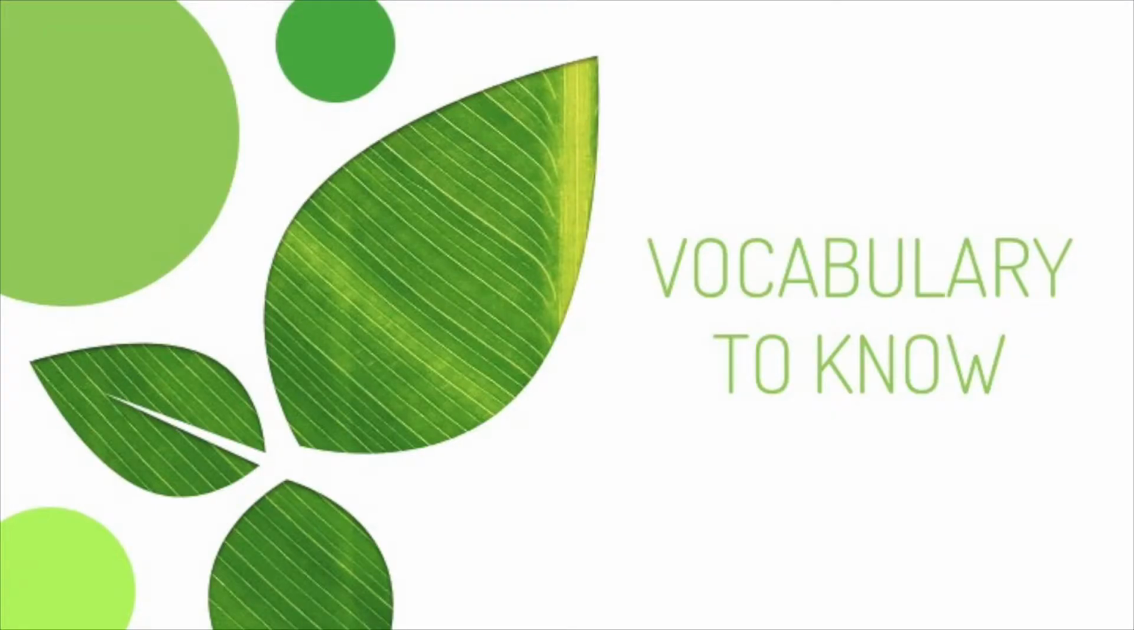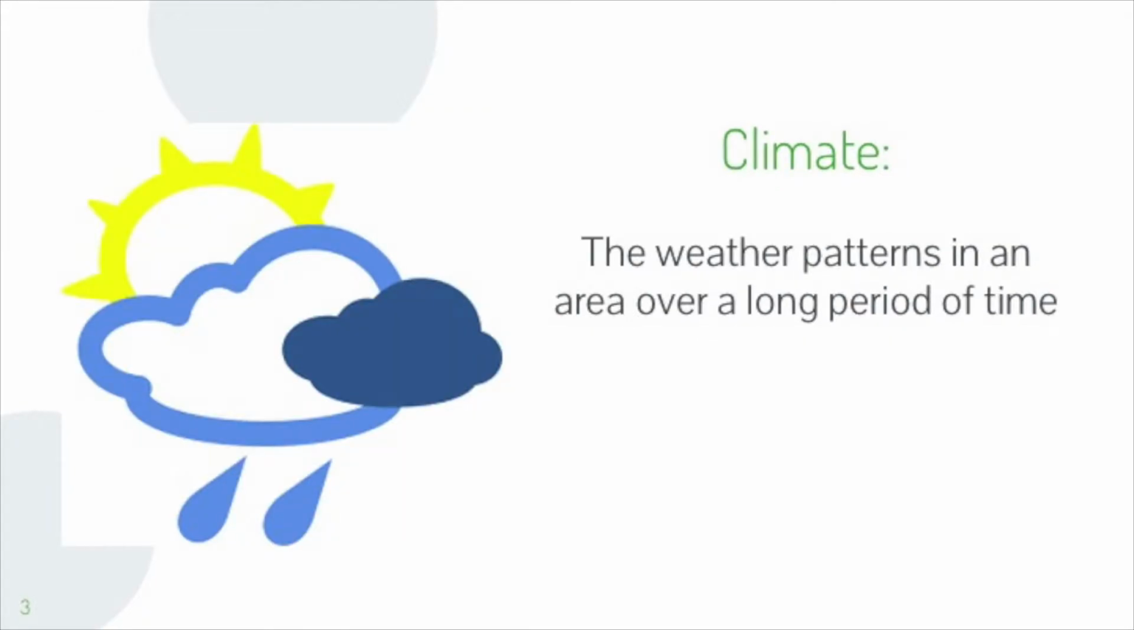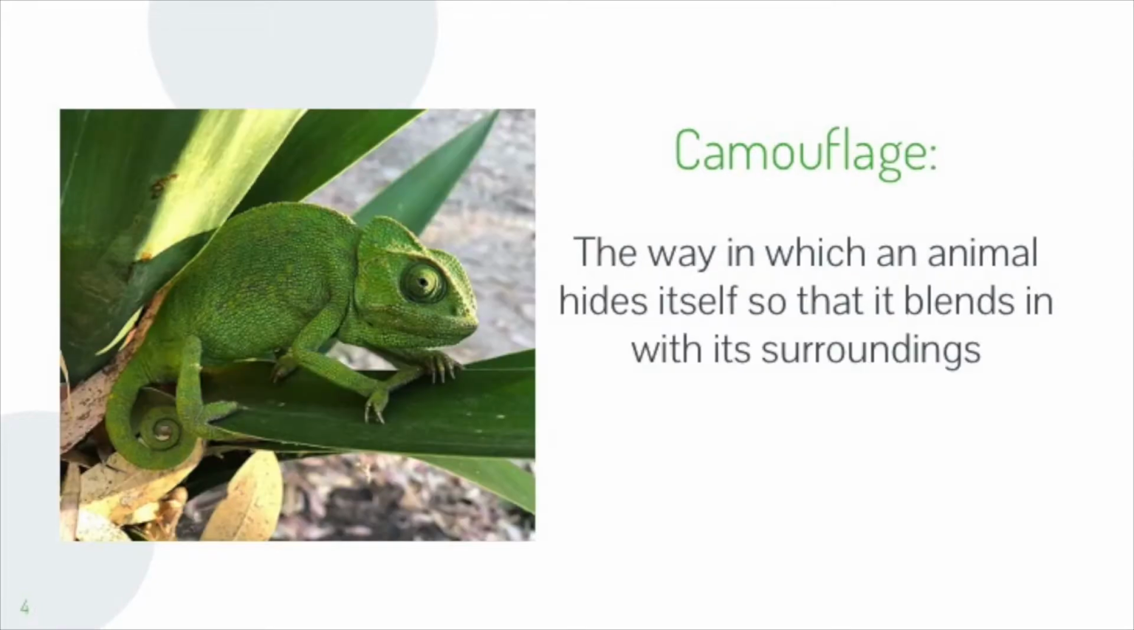The vocabulary that you will need to know for this lesson is adaptation, a characteristic of a living thing that helps it survive in its environment. This is a review from the first part of our lesson, but it's a good word to know and remember. Our next word is climate, the weather patterns in an area over a long period of time. Next we have camouflage, the way in which an animal hides itself so that it blends in with its surroundings. In this picture we can see a chameleon trying to blend in with the leaf that it's standing on.